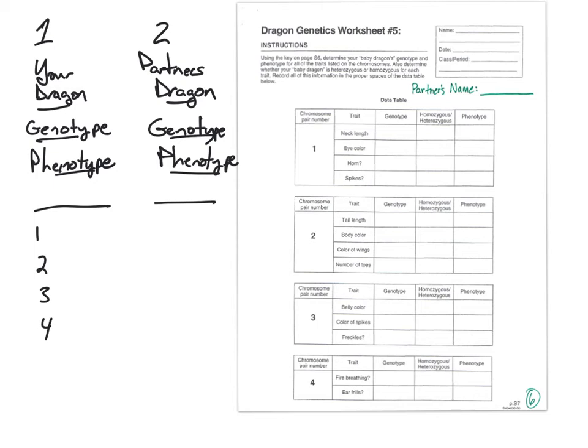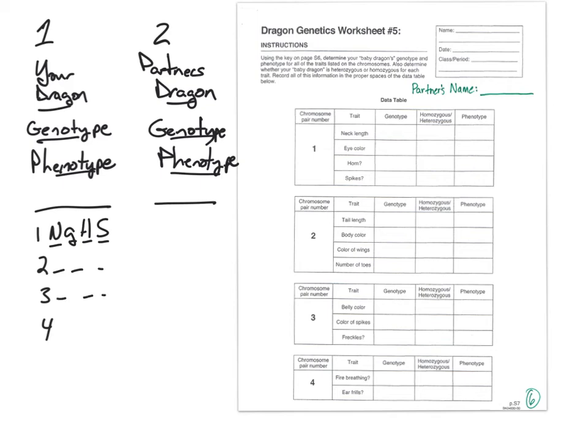You know whether each one of these chromosomes only has one version of the gene. You have either big N, or G, H, or S, right? So you're only going to have one version of each of these letters on that particular chromosome, right? That's just an example. I don't remember what genes went on that chromosome. But you would do that the same for each of these chromosomes.